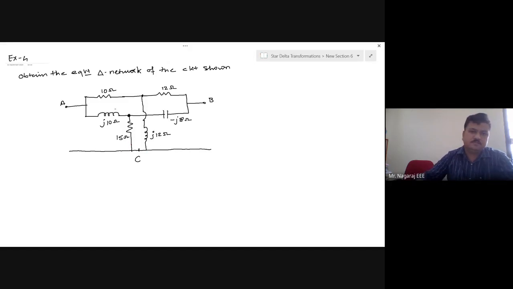Now observe J10 ohms, 15 ohms and minus J8 ohms. This will form one star network. 10 ohms, 12 ohms and J12 ohms. This will form another star network. Is it?